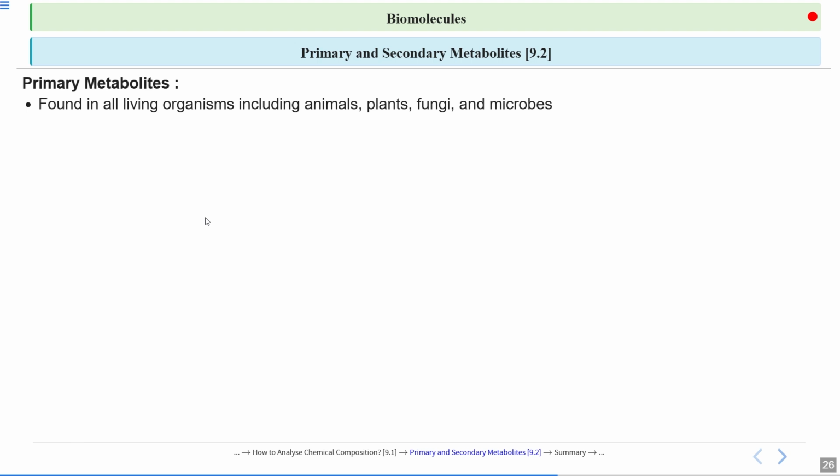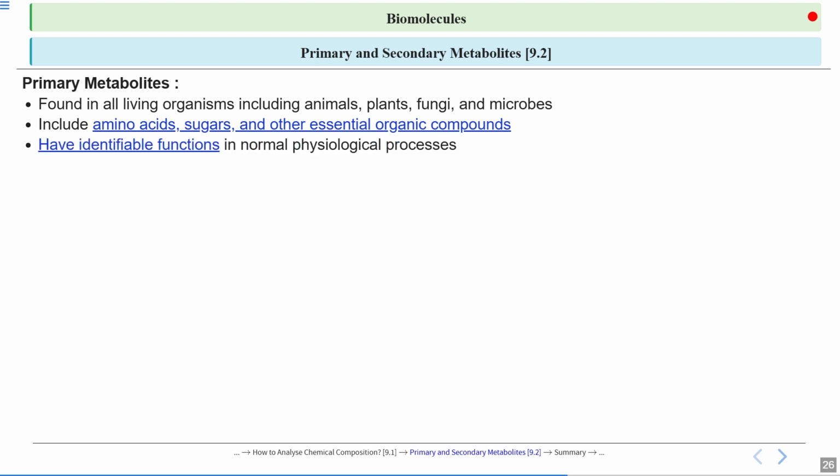Okay, now let's talk about the primary and the secondary metabolites. These primary metabolites are found in all living organisms, including animals, plants, fungi, and microorganisms. They help in the growth and development of the organisms. So these include amino acids, sugars, and other essential organic compounds.